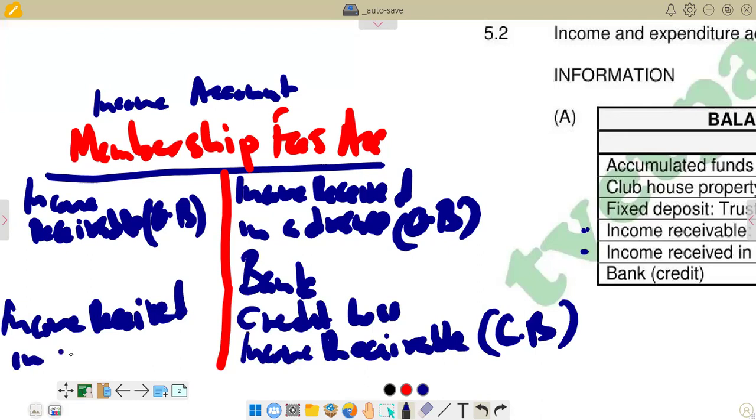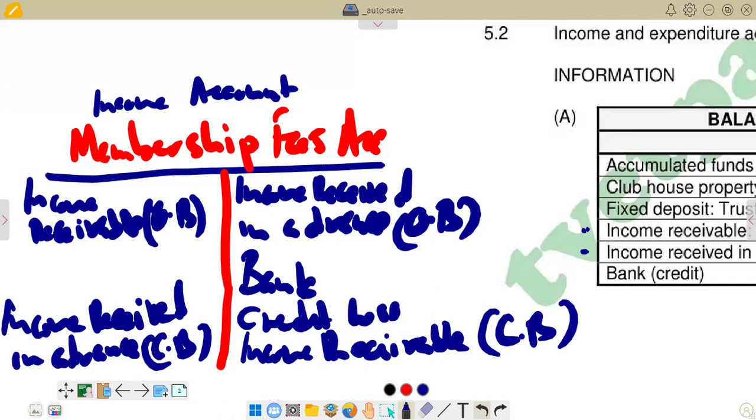Income received in advance comes on the debit side if it's a closing balance. So when it comes on the debit side, it will be the balance c/d, and then also it will be a balance c/d. So we just have to take note of that. So this is what we have. So we're just going to do a search in this question.